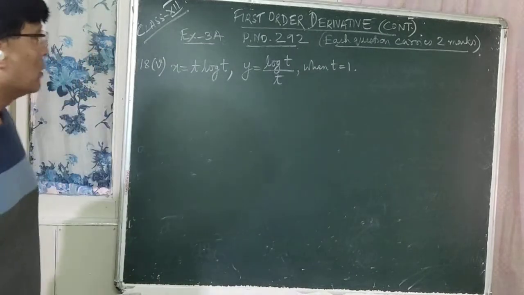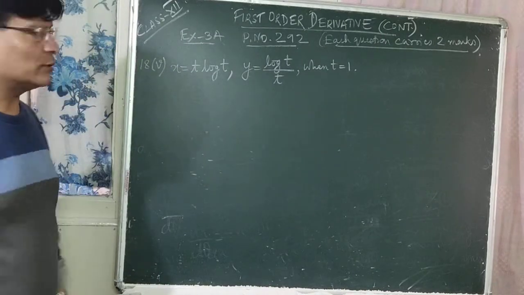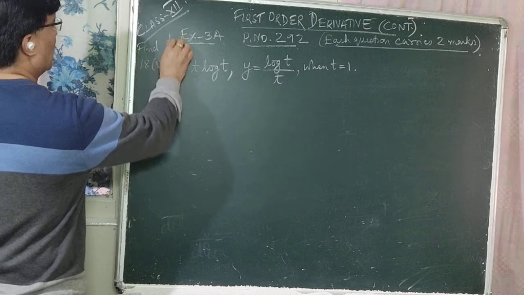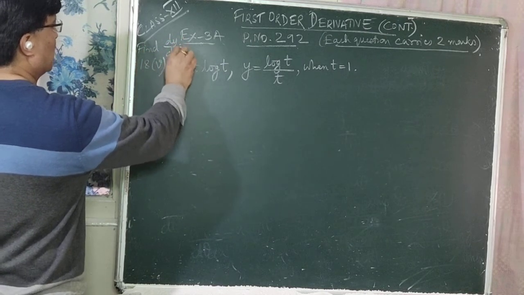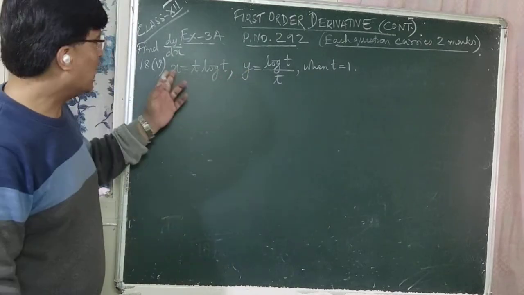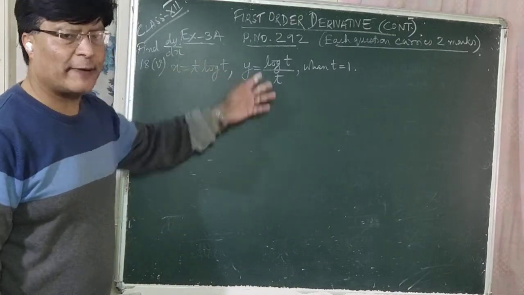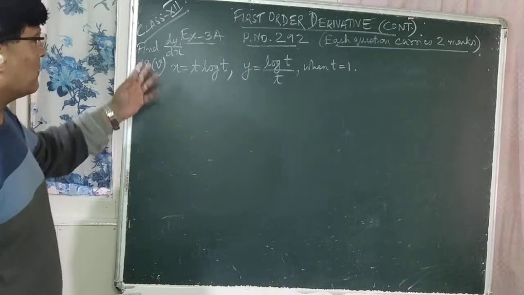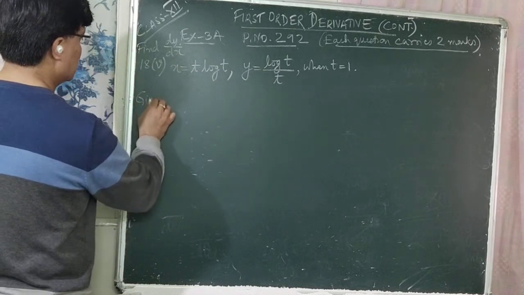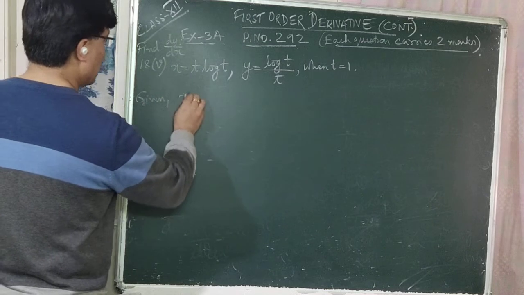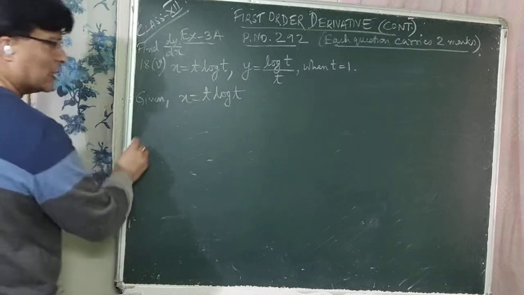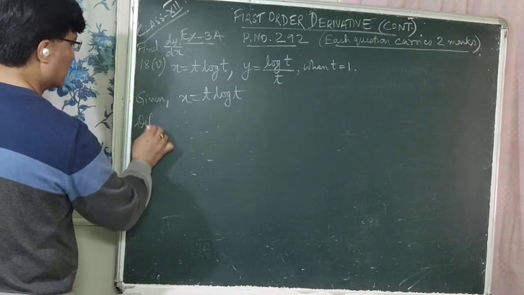So now we will do the next question, that is 18 number 5. So here also you have to find out dy by dx, right? So this is also a parametric equation. X and y are expressed in terms of parameter t here. So let us find out dx by dt first. So here given is x is equal to t log t, right? So let us differentiate both the sides with respect to t.